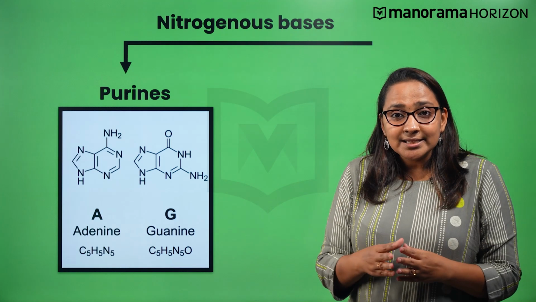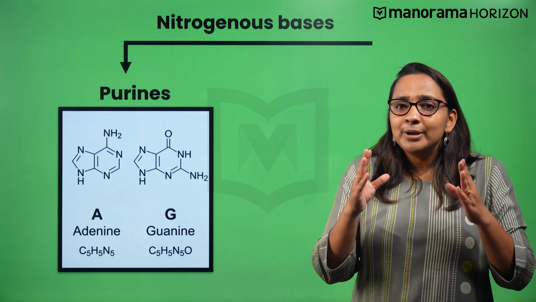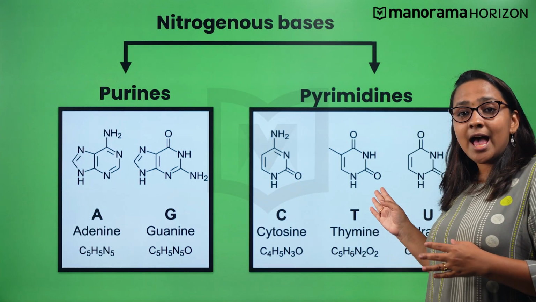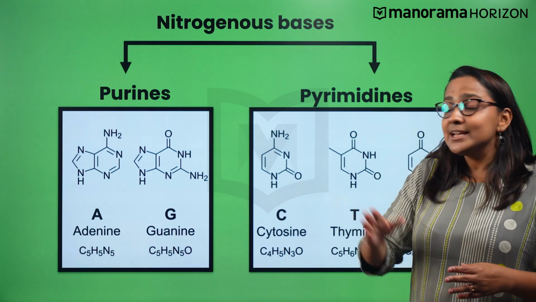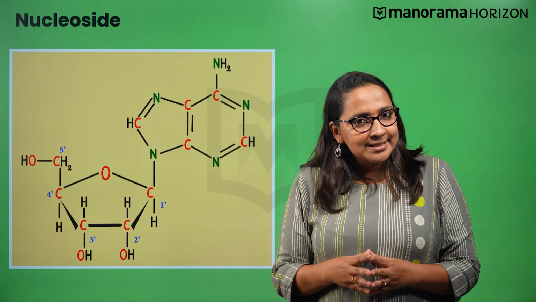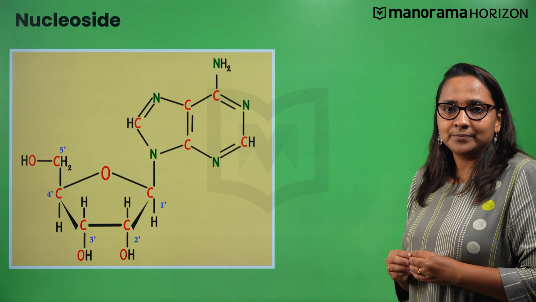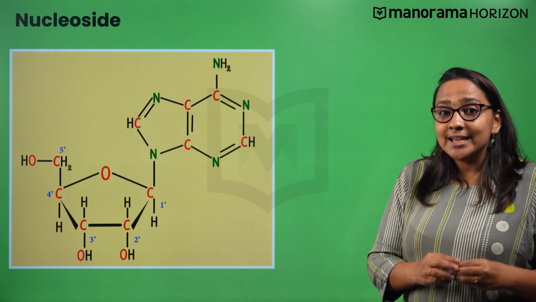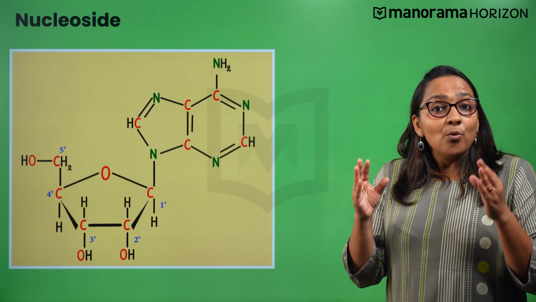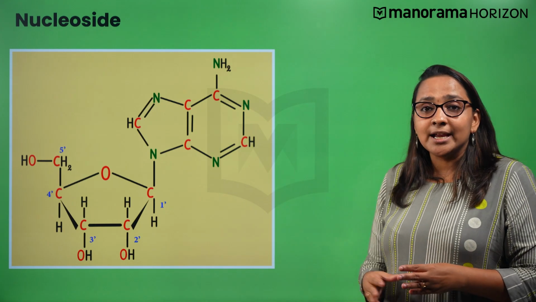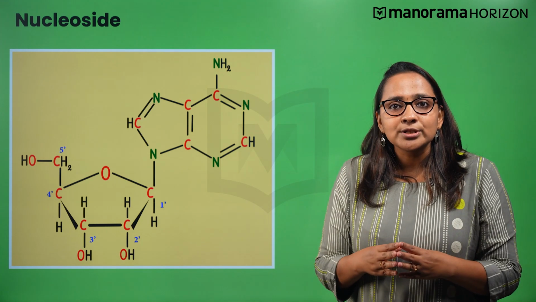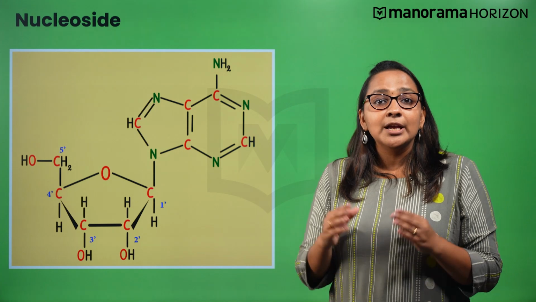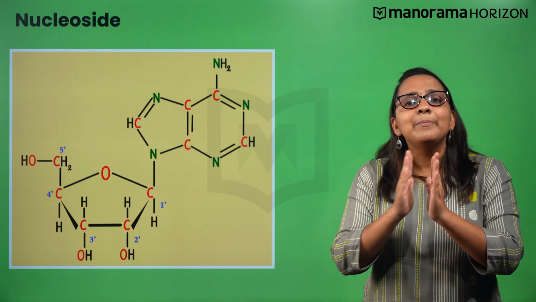In fact, the bases adenine and guanine belong to the class of purines, whereas thymine, cytosine, and uracil are classified as pyrimidines. Now, we will see what a nucleoside is. A nitrogenous base attached to the C1 position of sugar is known as nucleoside. What is depicted here is a nucleoside called adenosine. In nucleosides, the sugar carbons are numbered as C1, C2, etc. in order to distinguish these from the bases.